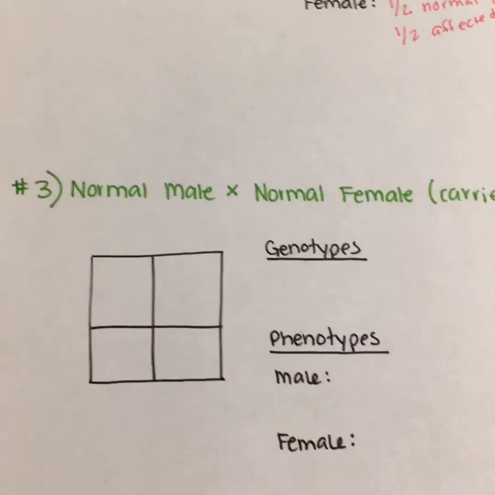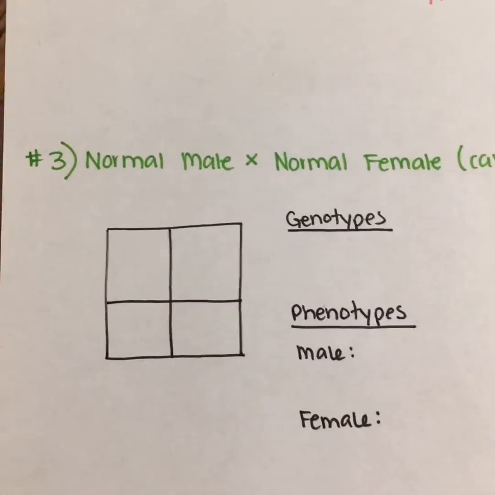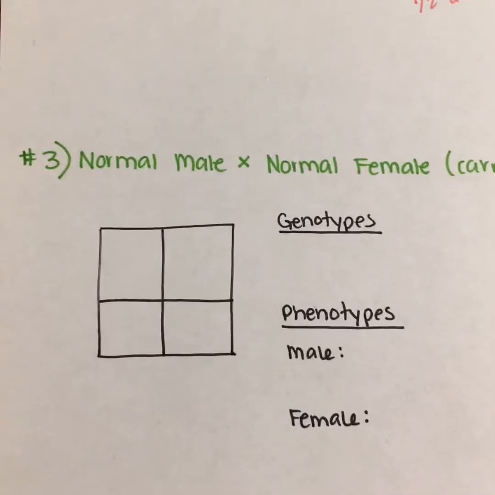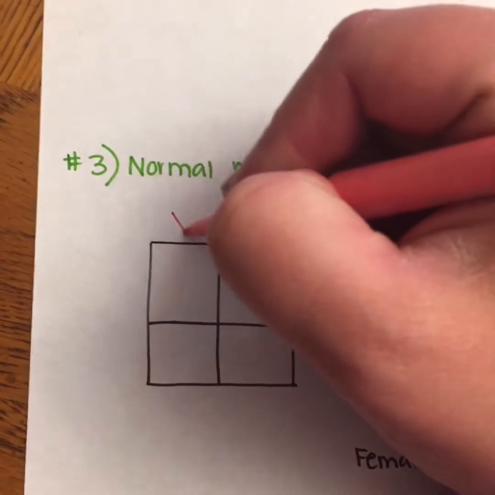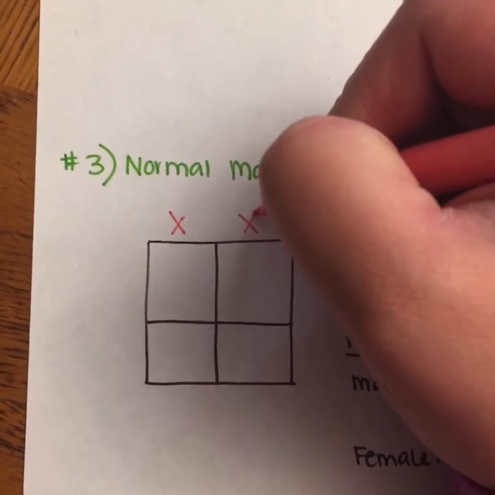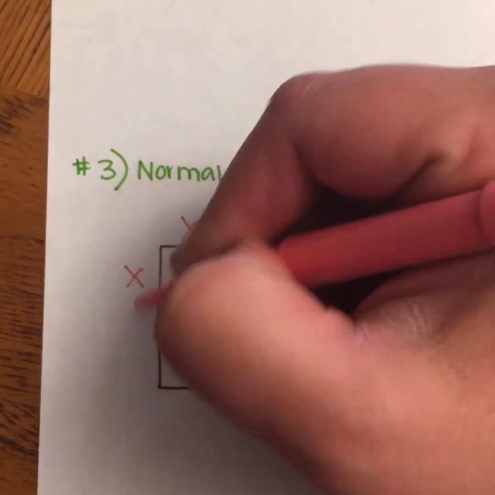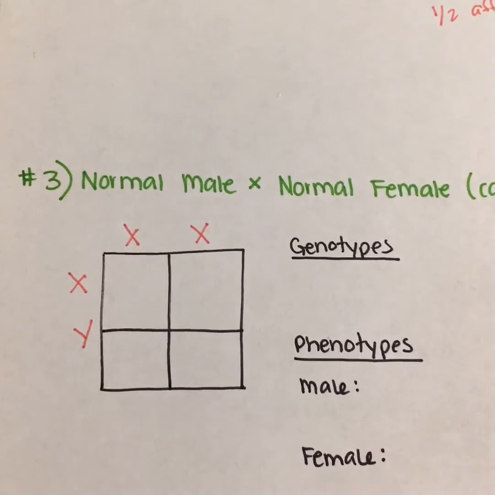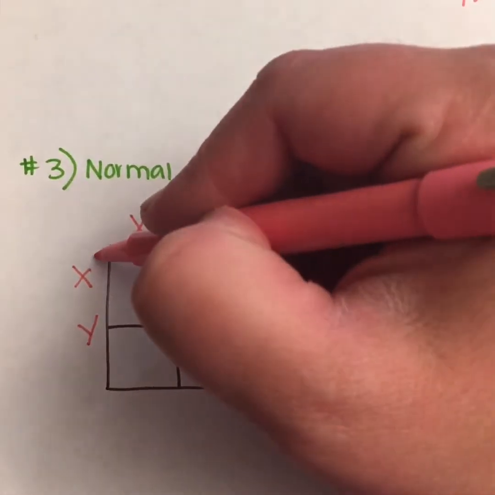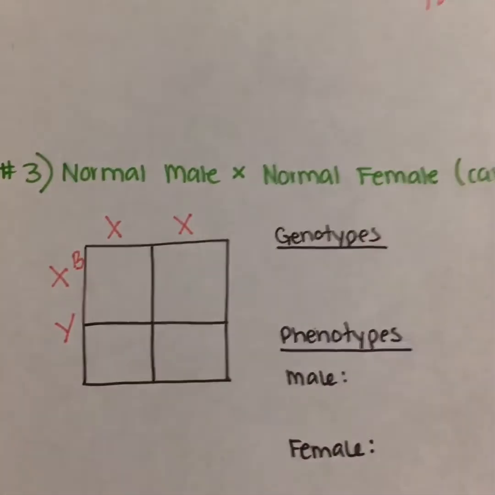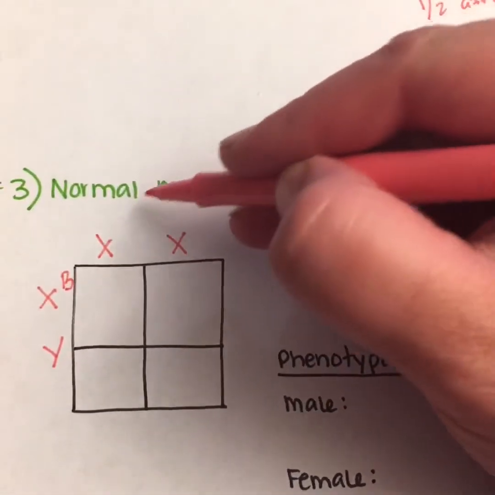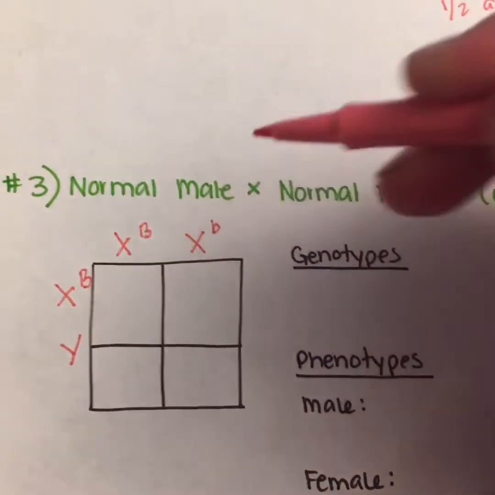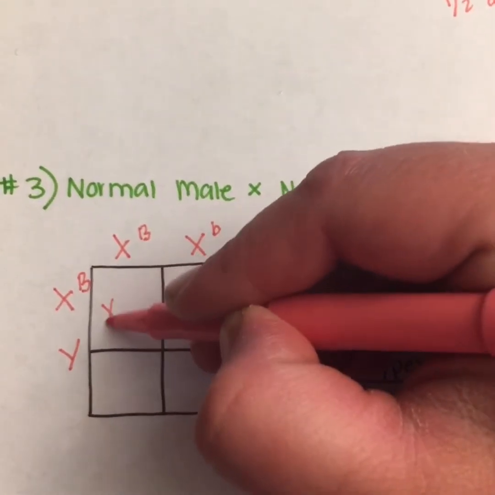Let's do one last example together. In this case, we're going to cross a normal male with a normal female who is a carrier. So when we set this up, we'll do X and X for the female, and X and Y for the male. Now in this case, our male is normal, so he will be X big B and Y. And our female is a carrier, which means she's heterozygous, so she'll be X big B, X little b. Then we will fill in our Punnett square.